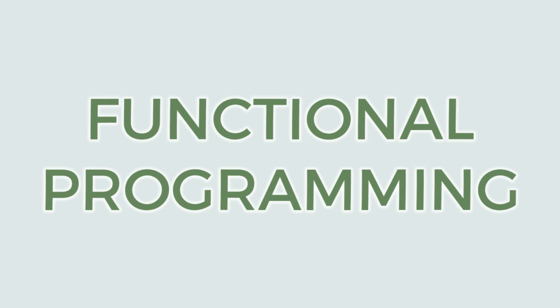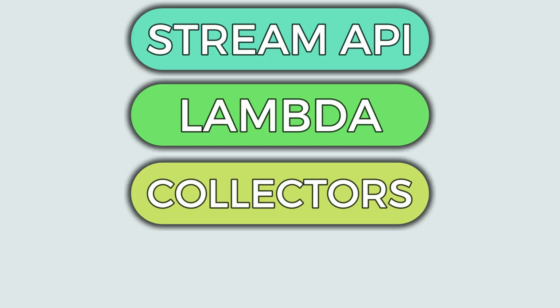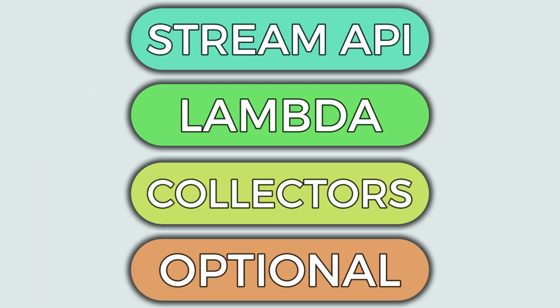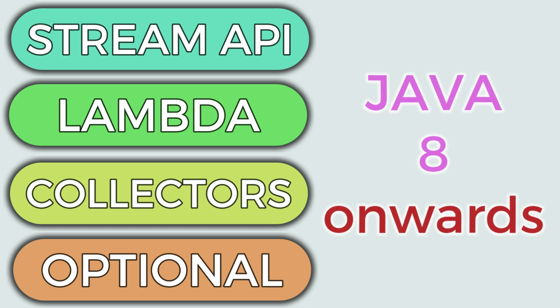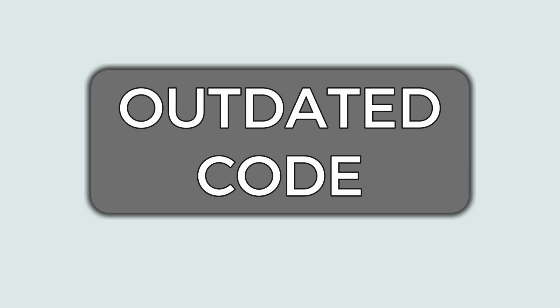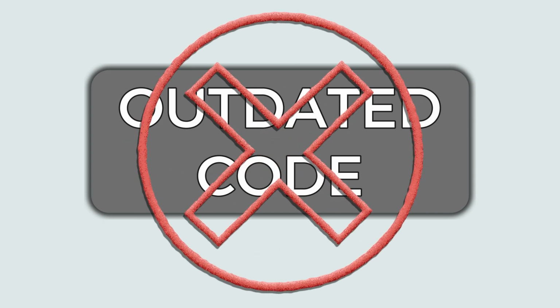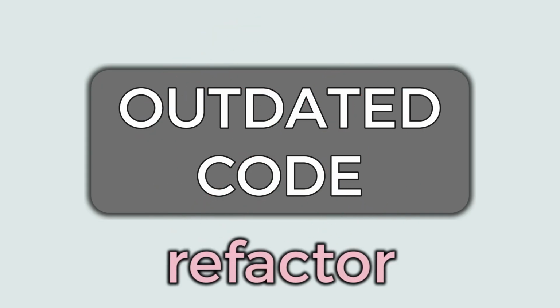Now functional programming, stream API, lambda, collectors, optional, these all were introduced from Java 8 onwards, and it is extremely crucial to know this, even if you have prior knowledge of Java, but it is outdated. It won't be accepted anymore while reviewing projects, because all the old, outdated code, even if the solutions are correct, is refactored with stream API and lambda expressions now.